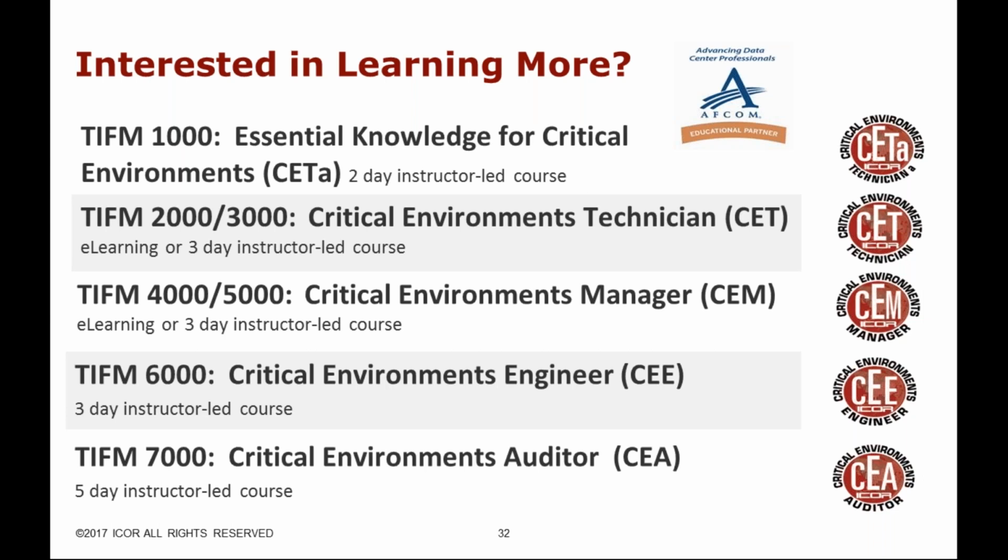The same with the 4 or 5000, where the 2 and 3 deal with the technician, the 4 and 5 deal with the manager. They have different roles and responsibilities, and again, these are offered e-learning and in 3-day. And then the 6000 is, what is the role of the engineer that is designing and making sure that all of the critical environment operates as intended. And if you're going to have to do risk and assess it, a lot of folks might want to take a look at the 7000, which is being able to audit your critical environment.